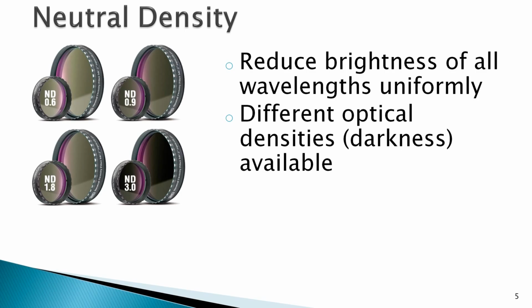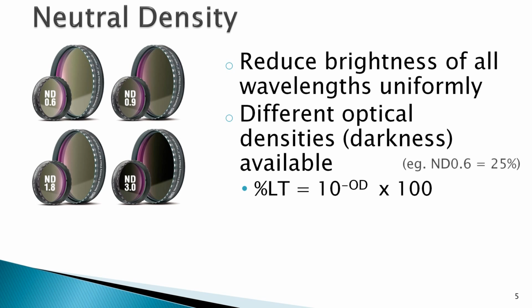The luminous transmissivity, or %LT, of a neutral density filter can be calculated from its optical density using the following equation. %LT equals 10 to the power of negative OD times 100. So for example, a filter with an optical density of 0.6 has a %LT of 25%. It is attenuating the light passing through it by 75%.